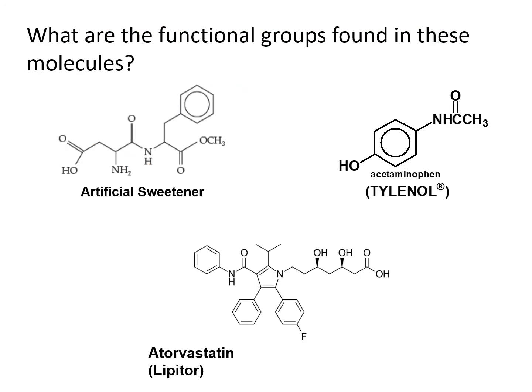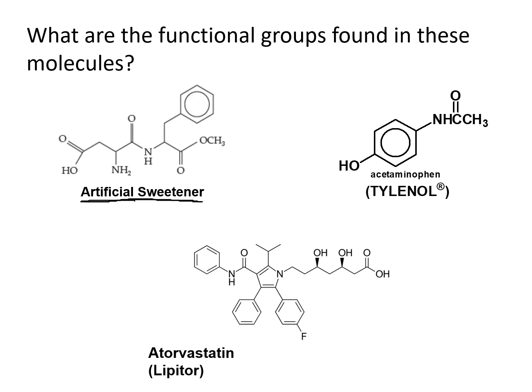And here the last slide, the question is, what are the functional groups found in these molecules? So these molecules have got more than one functional group present, and you have to find out all of them and name them as well. So this first one is an artificial sweetener, which is usually found in every house, or most of the houses, that we use in place of the sugar to sweeten our coffee or tea usually.